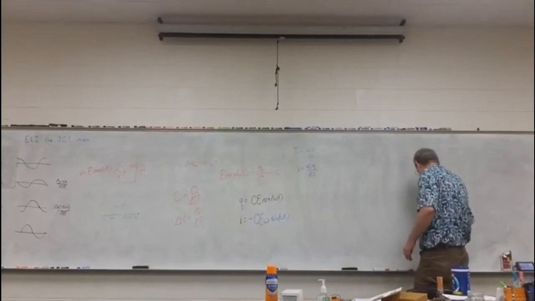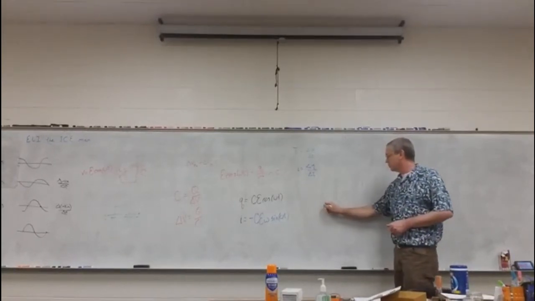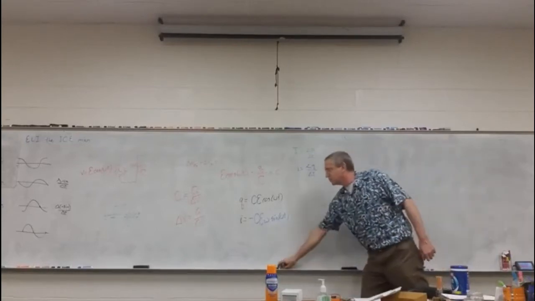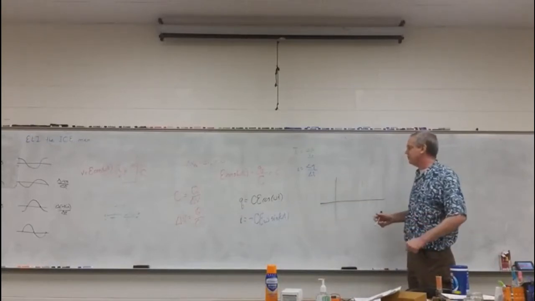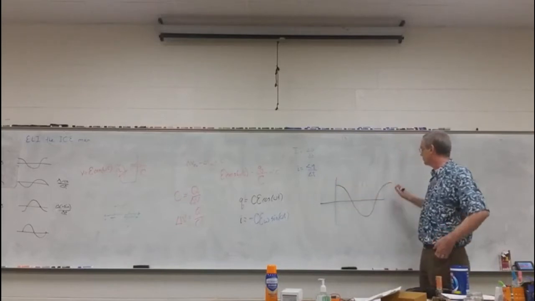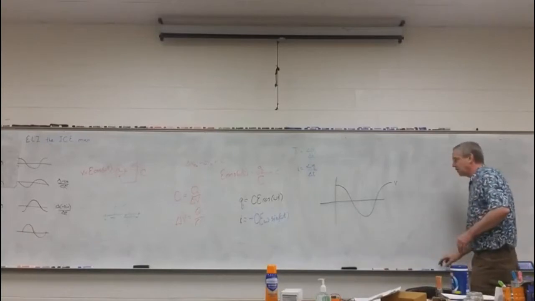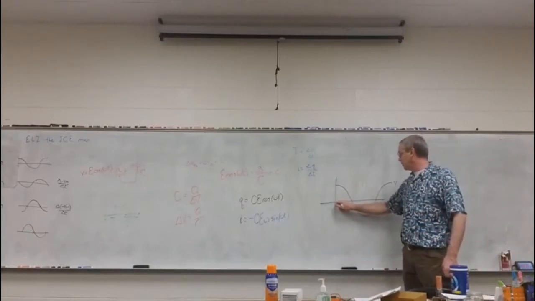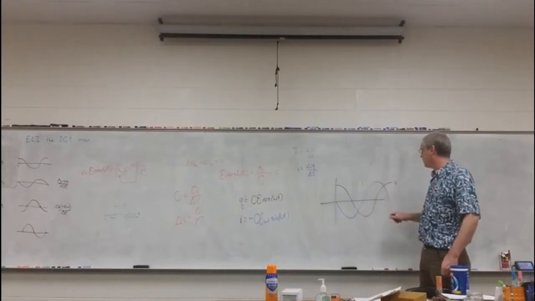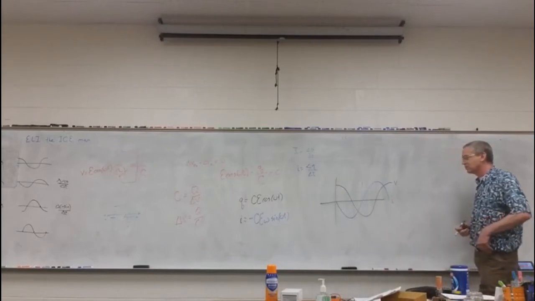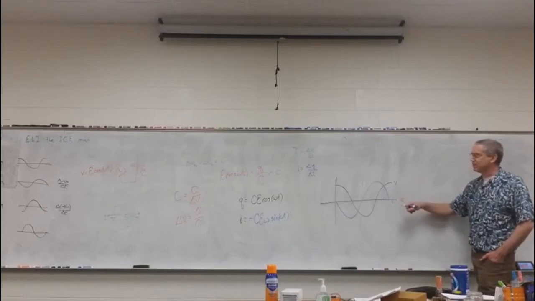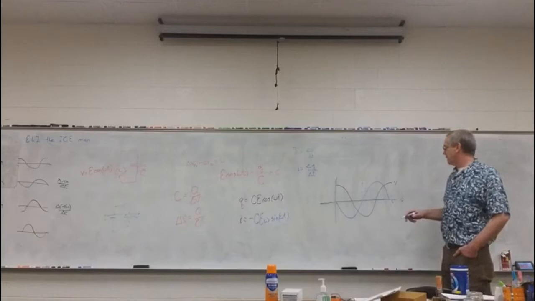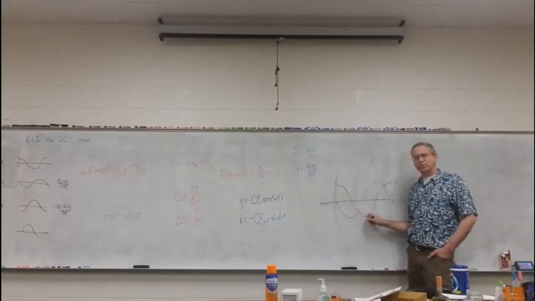So if I plotted the voltage, it looks like this. That's my voltage. My current is a negative sine, so it looks like that. This is my current. Notice that one is in front of the other. Time progresses, this is the time axis. So as you're progressing in time, current comes just before the voltage curve.